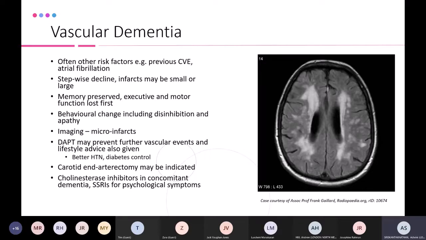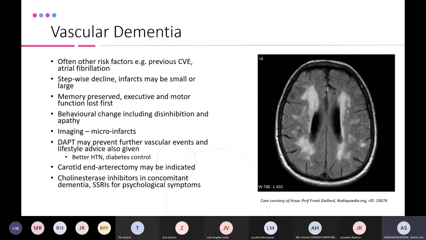And dual antiplatelet therapy is typically given to prevent any further vascular events from occurring, or any major events such as stroke from occurring. And other things you'd want to consider is giving them lifestyle advice, so especially diet and exercise, getting a handle on their blood pressure as well as their diabetes control too.